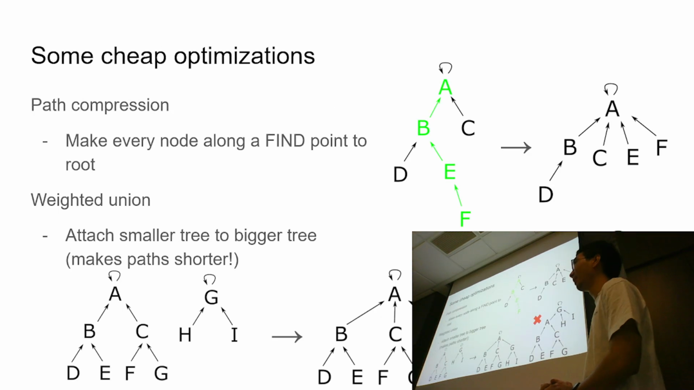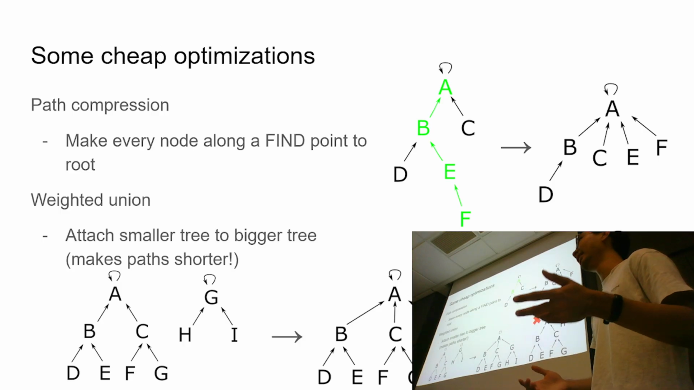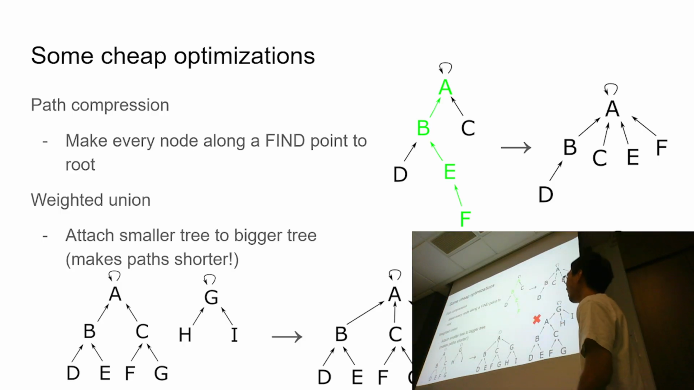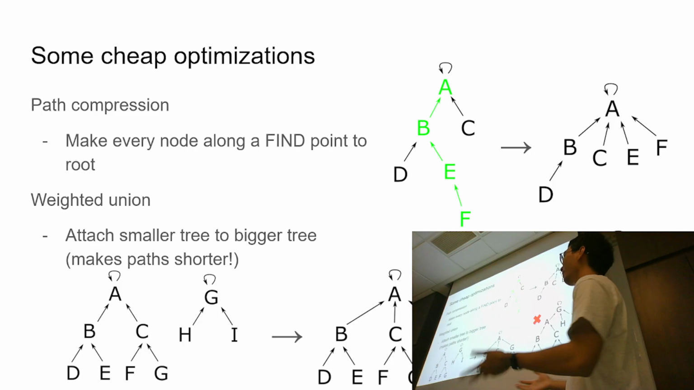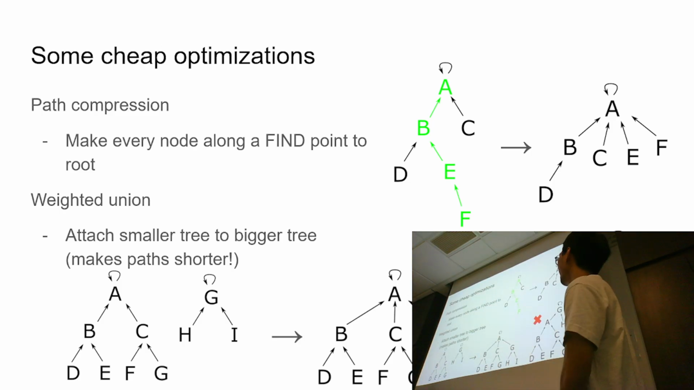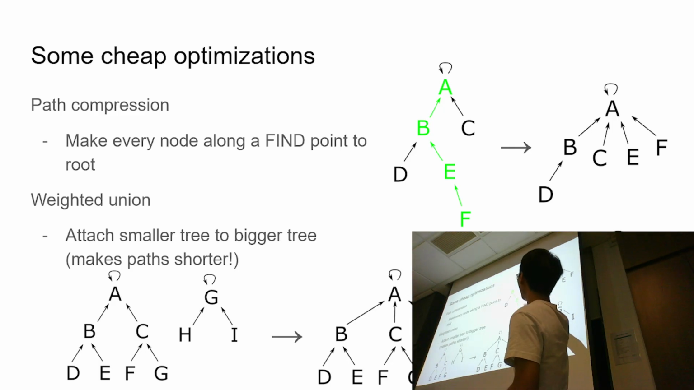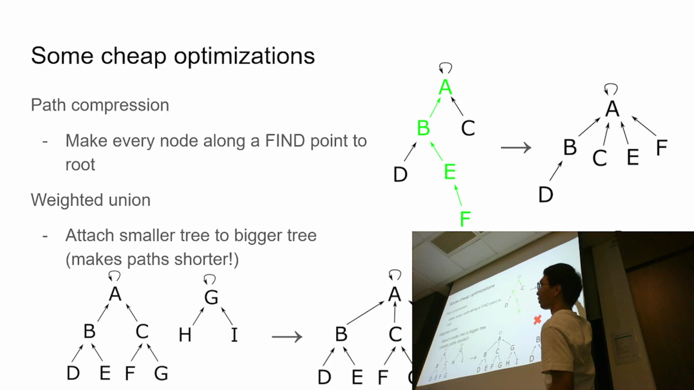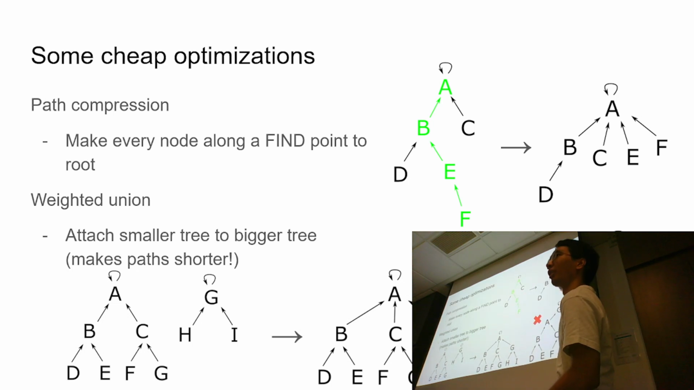What I described just now is a vanilla unoptimized version, but there are some easy optimizations you can make to improve the performance immediately. The first is path compression. Every time you perform a find query, you can collapse everything along the find path down into the immediate children of the root. So F's parent becomes A, E's parent becomes A, and so on. Clearly this makes future finds a lot shorter.